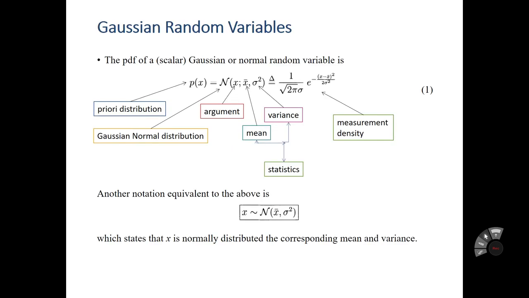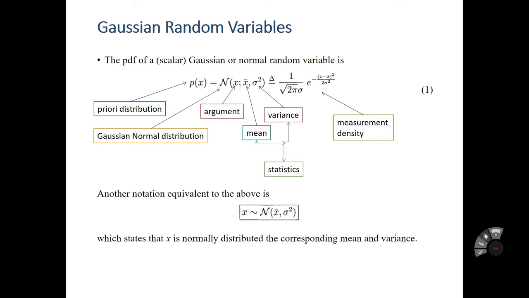Gaussian random variables. As we already discussed the probability density function of a random variable in the previous class, now what is a Gaussian random variable? A Gaussian random variable has a normal distribution, which has some argument like scalar random variable x, and the argument x has mean and variance. So now what is the PDF of a Gaussian random variable, which is actually our prior distribution.